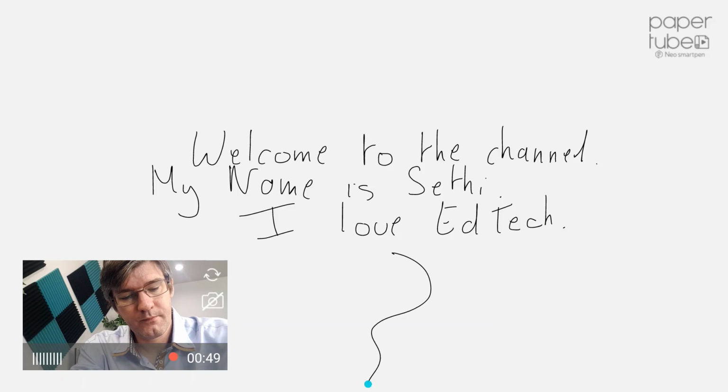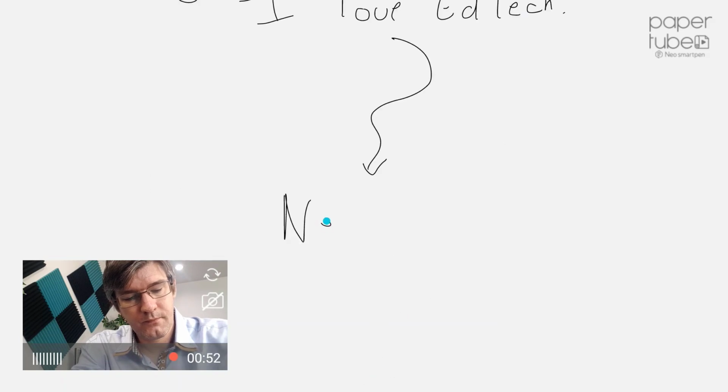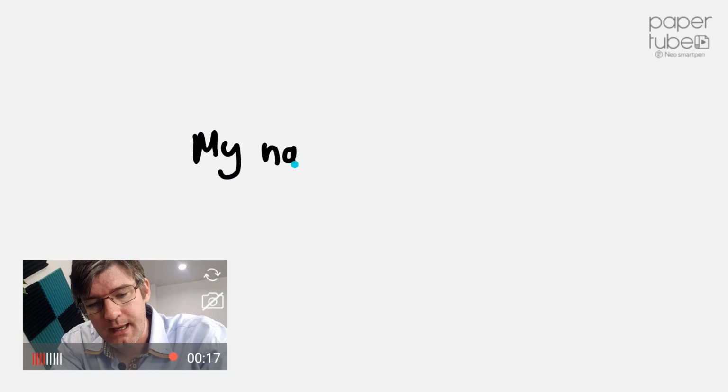There we go. And as you can see in this video right here, we have now started our lesson and it's using the camera from the mobile phone. Now, having the SmartPen connected to my mobile phone means that I can now start writing and giving my lesson and everything will be digitized. So one example here is my name is Seti.